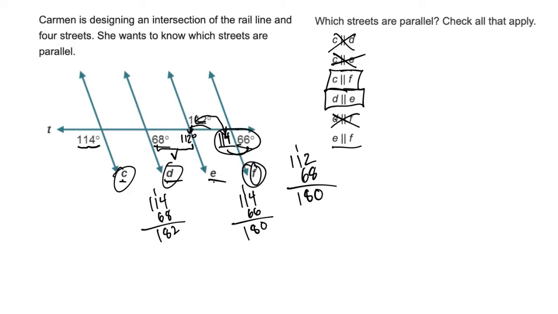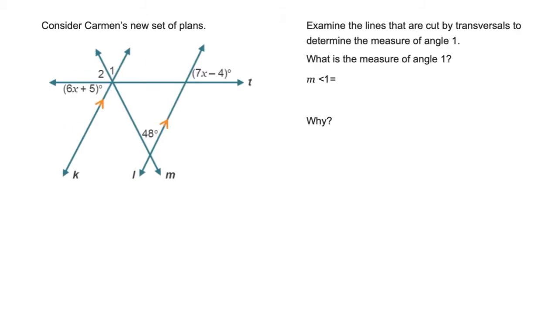They definitely aren't the same, so those aren't going to work. So it's just these sets that would be parallel. All right, consider Carmen's new set of plans. Examine the lines that are cut by transversals to determine the measure of angle 1. What is the measure of angle 1 and why?